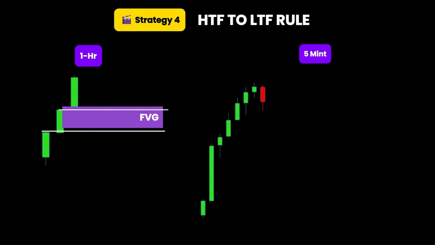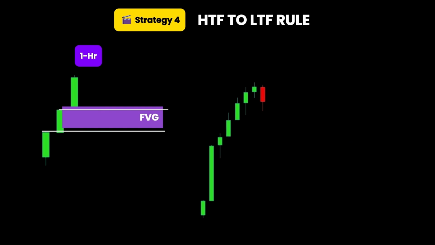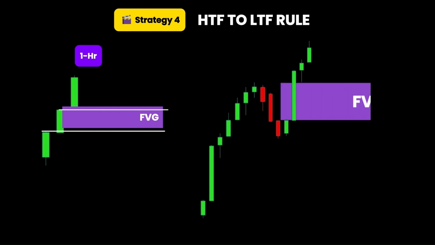Here's the catch. Most new traders make the mistake of directly drawing the FVG on the lower time frame and trading it. That's a wrong approach. Instead, wait for the leg that breaks the market structure. Then, draw your FVG inside that specific leg. Finally, when the price comes back to test this FVG, that's your perfect trade setup. It's simple, effective, and one of the most reliable ways to trade FVGs.